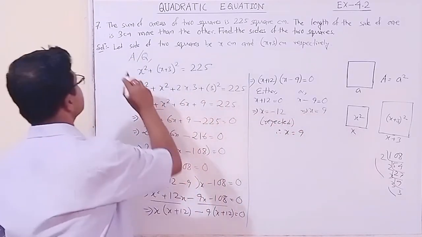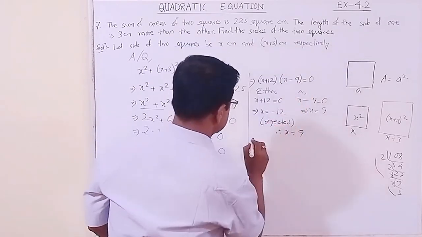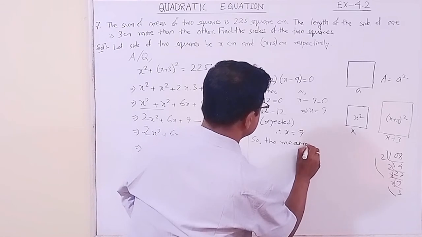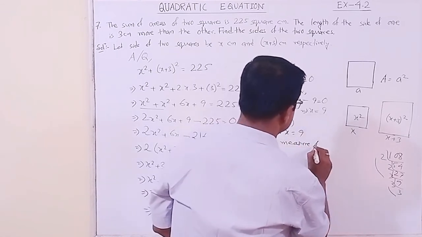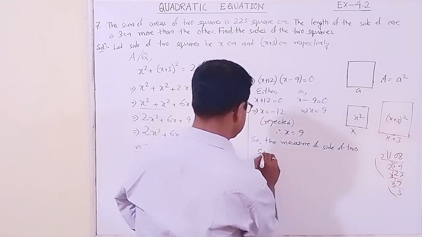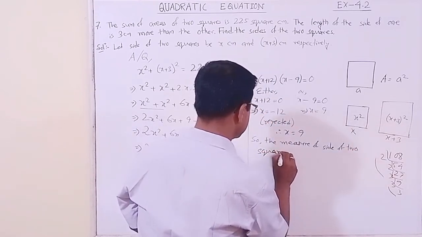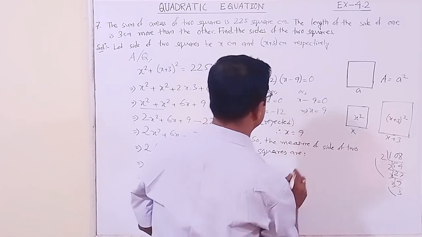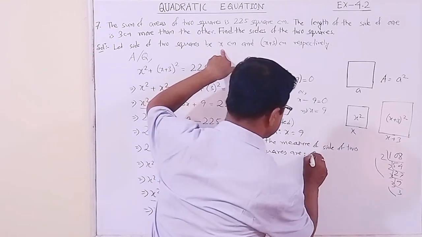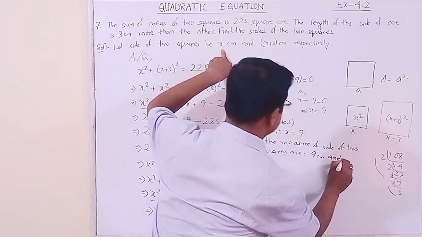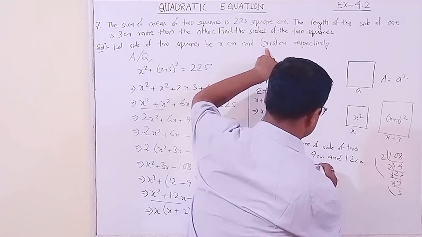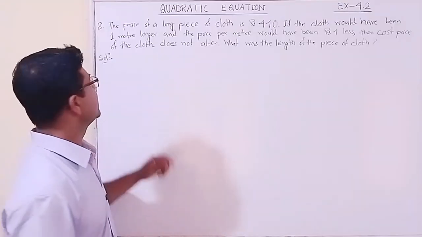But what was the question? The question was to find the sides of the two squares. So what are the sides? The measure of the first is x centimeter, that is 9 centimeter, and the next one is x plus 3, that is 9 plus 3, 12 centimeter. Right?